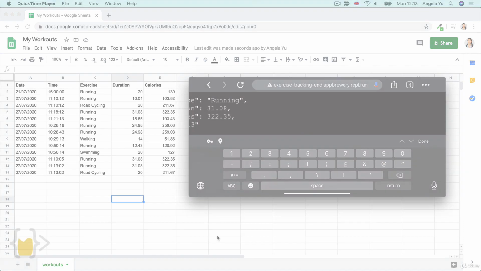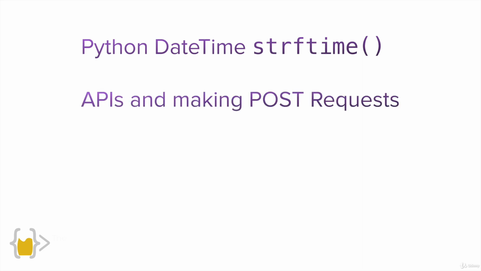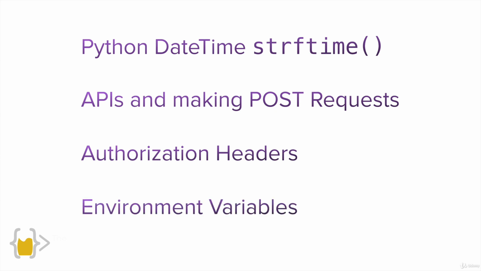So this is really exciting, and the best part, you're going to be building it all by yourself. You're going to be using a bunch of things that you've learned so far, including the Python datetime strftime method, using APIs, making post requests, creating authorization headers, and environment variables. You're going to be doing a bunch of this step by step by yourself. And if you head over to the next lesson, there's the instructions for how to get started.